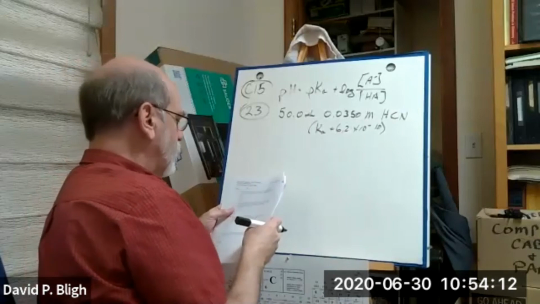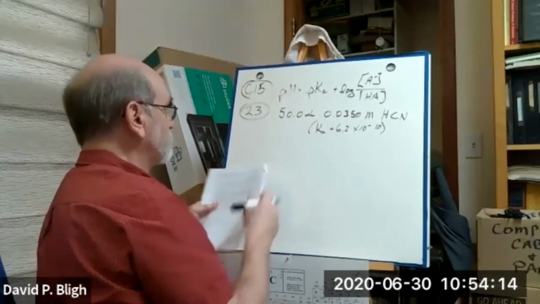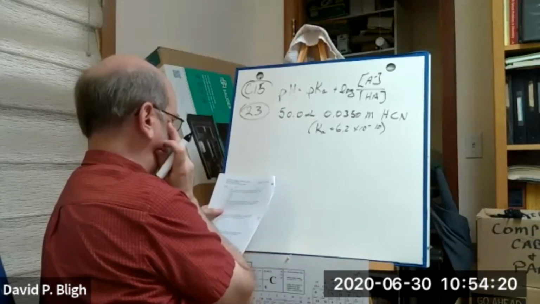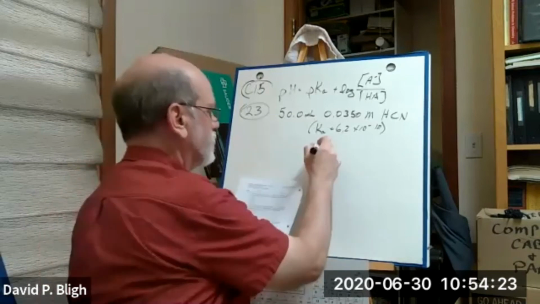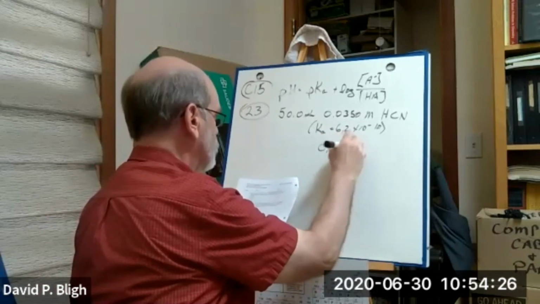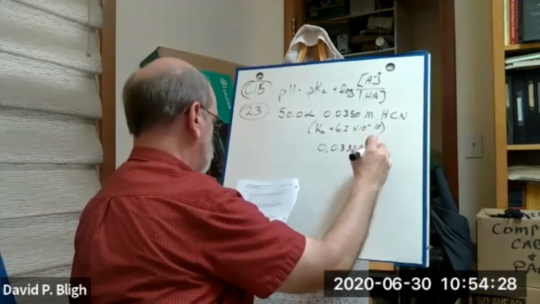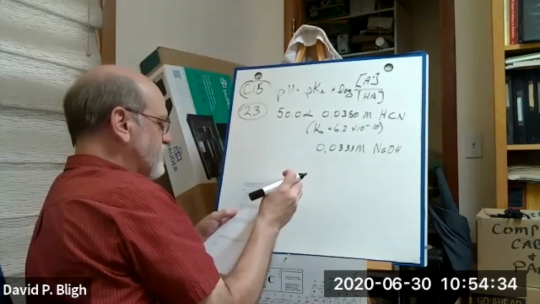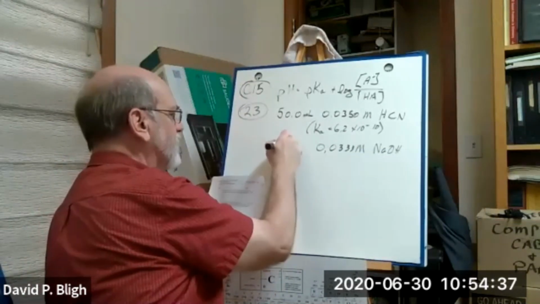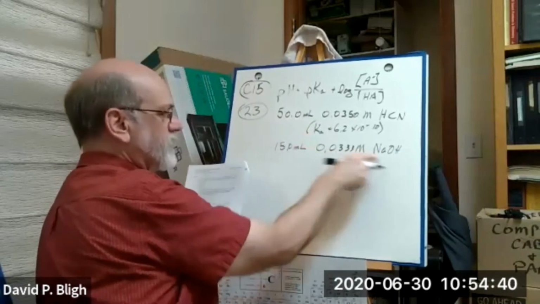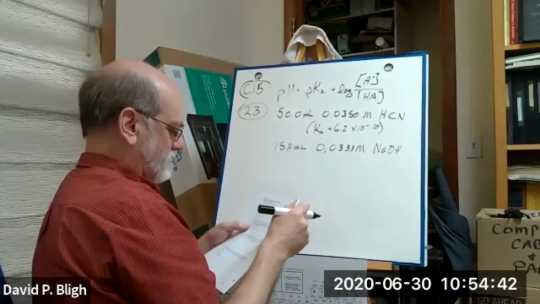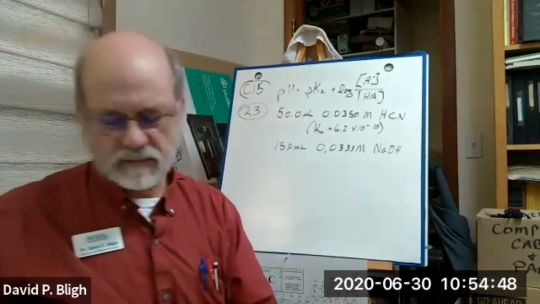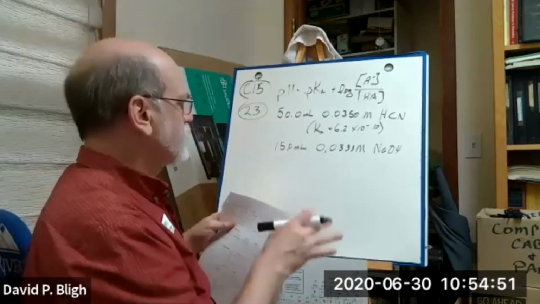Okay? And we titrate it with 0.0333 molar sodium hydroxide, and it wants to know what's the pH after 15 milliliters of this is added. Okay. So the first step is stoichiometry.